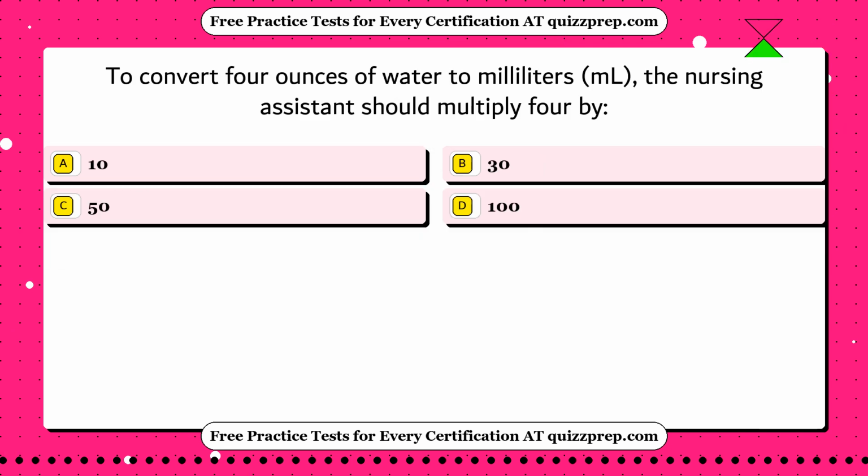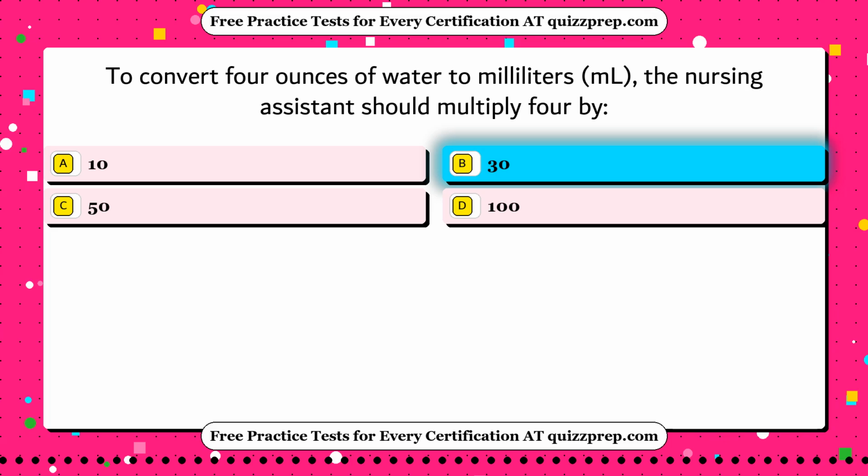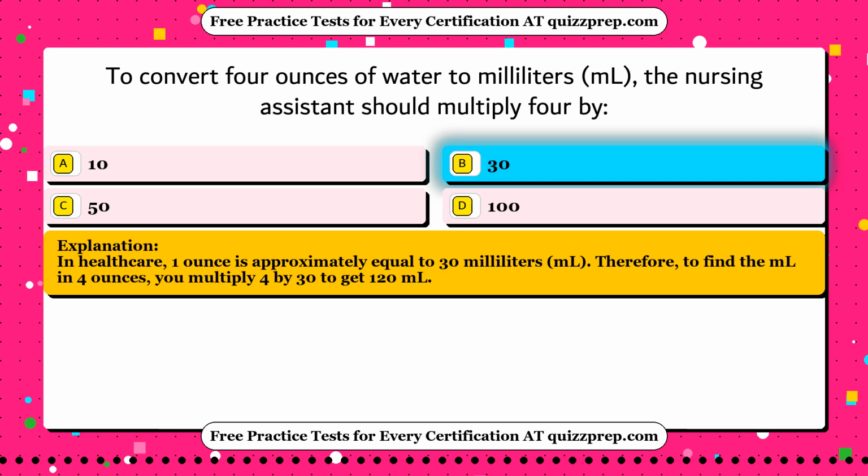Question 83. To convert 4 ounces of water to milliliters, ml, the nursing assistant should multiply 4 by: option A, 10, option B, 30, option C, 50, option D, 100. The correct answer is option B, 30. In healthcare, 1 ounce is approximately equal to 30 milliliters, ml. Therefore, to find the ml in 4 ounces, you multiply 4 by 30 to get 120 ml.